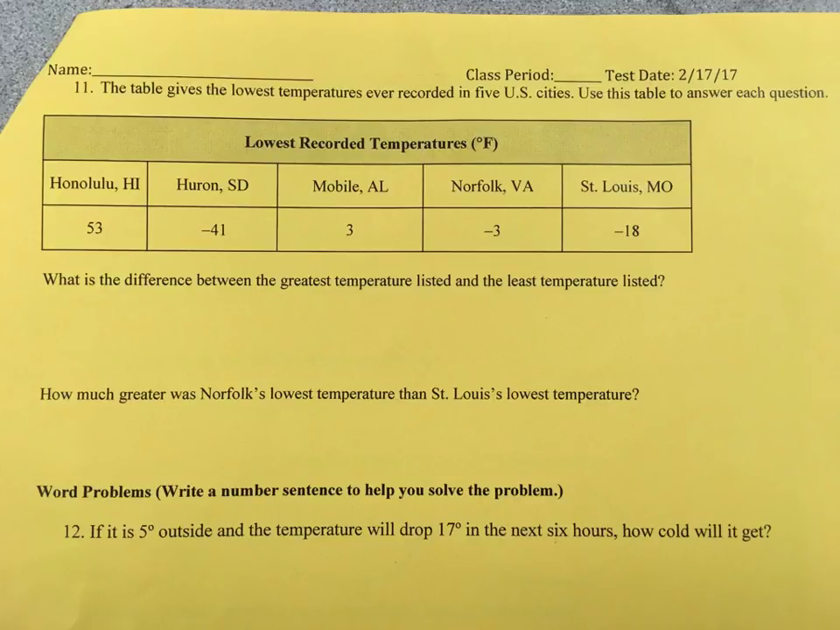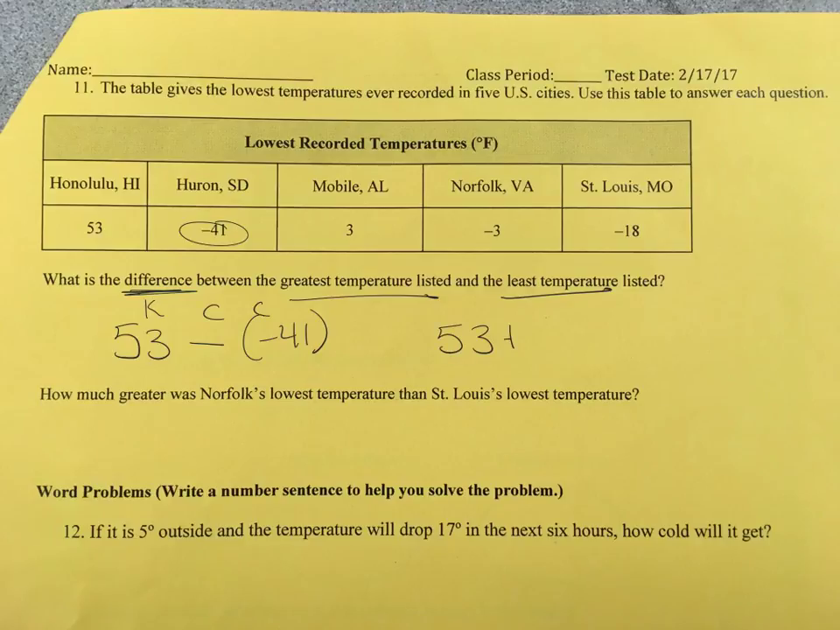Okay, the table gives us the lowest temperatures ever recorded in 5 U.S. cities. Use the table to answer each question. So it says, what is the difference? So remember, difference means to subtract between the greatest temperature, which I see is Honolulu, it's 53, minus the least temperature, which is Huron, South Dakota, which is a negative 41. So then we do keep, change. So then you have 53 plus a positive 41, which when you add that, if you need to come over to the side and add this, you'll get a 4 and a 9, so that's 94 degrees.